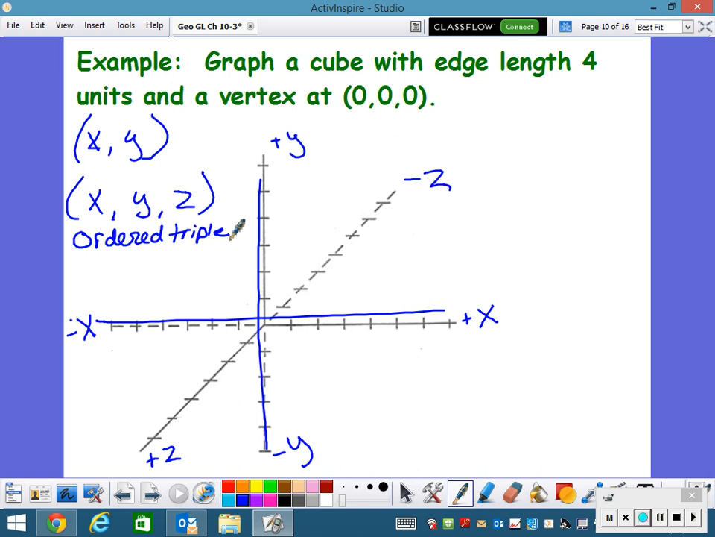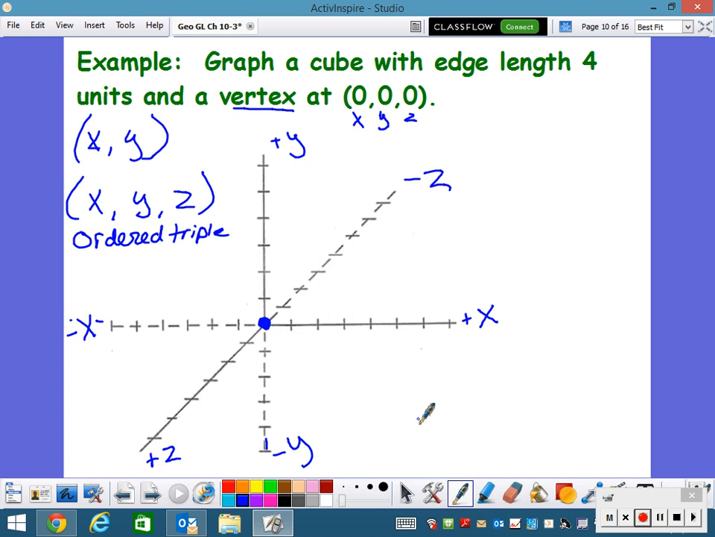So it's telling me I've got a cube, and one vertex, one corner of the cube, is at 0, 0, 0. That's a point. X, Y, Z is at 0, 0, 0, which is right here in the middle. I'm going to have to erase some stuff to make this look nice. Okay, so the first corner of the cube is right here.